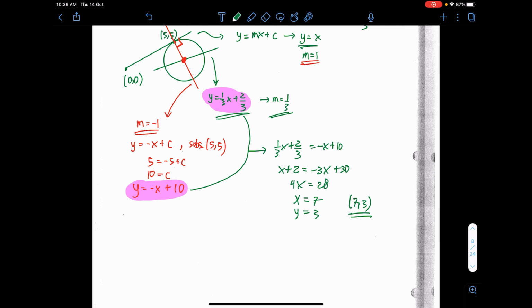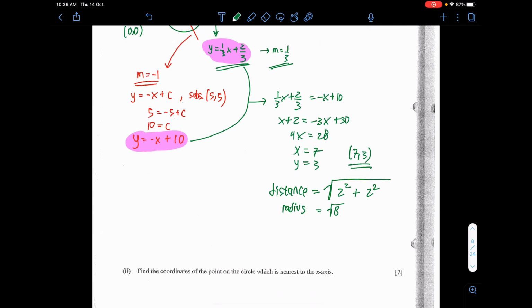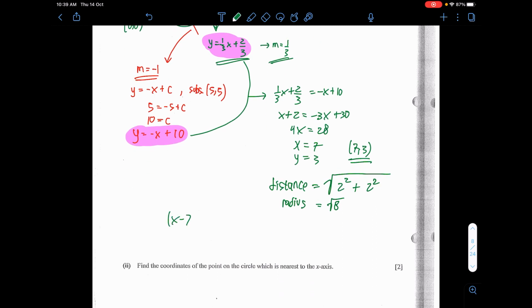And how do you find the radius? Find the distance between 7,3 and 5,5. That should be the radius, right? 7 minus 5 squared plus 3 minus 5 squared. In the end you get square root of 8. That's the radius. Hence the equation must be (x minus 7) squared plus (y minus 3) squared equals the radius squared, which is 8. Done.